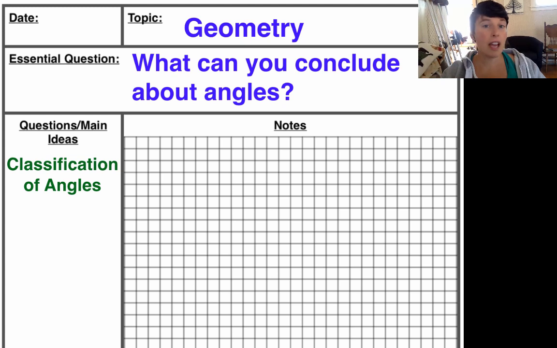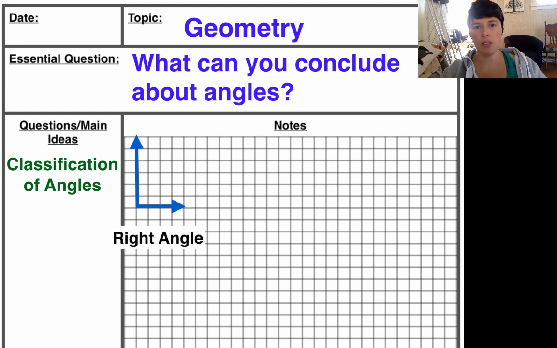Here are some angles everybody should be familiar with and know. The first one looks like this. We're going to draw a picture in our notes. This is called a right angle. If you measure it on a protractor, it has a perfect 90 degrees, an exact 90 degrees. That's what we call a right angle. That is an angle everyone should be familiar with.